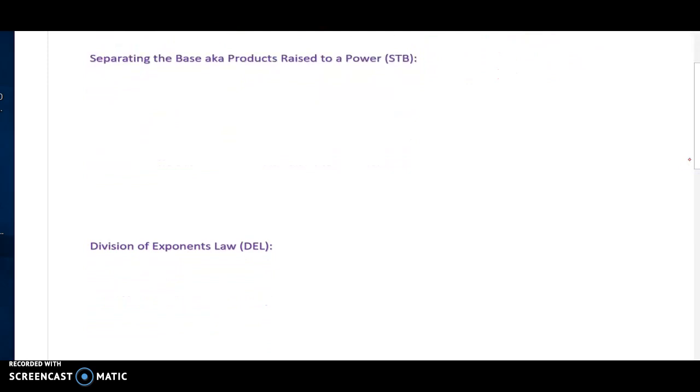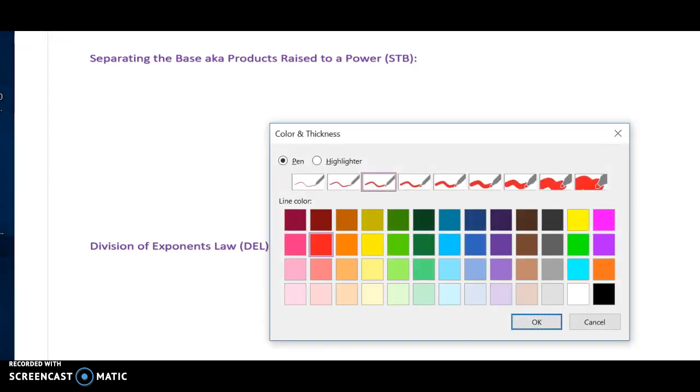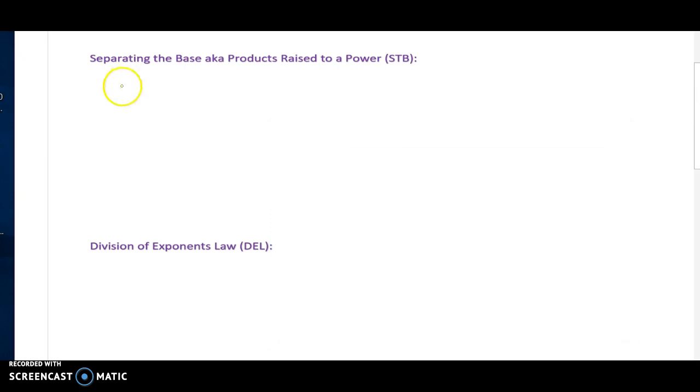Let's look at separating the base, aka products raised to a power, what I like to call STB. How does STB work? Well, let's change the color up. Let's do orange this time. Okay. Let's say that I have 2 different bases. So let's say I have A, B, and I want to raise that all to the x power. STB tells me that I'm basically separating the base. So I'm doing A to the x times B to the x. These are equivalent. I'm not going to tell you why. You will later on tomorrow or later on in class.